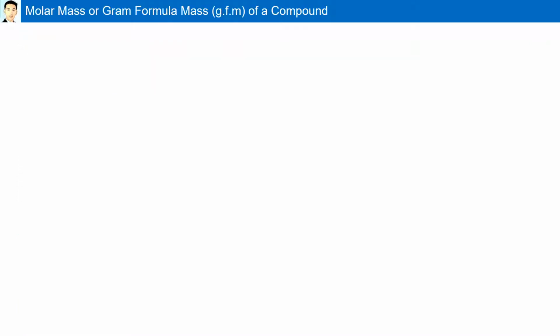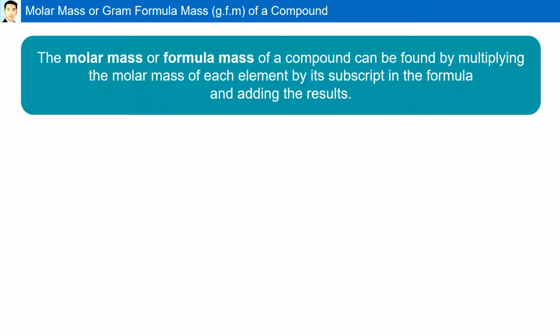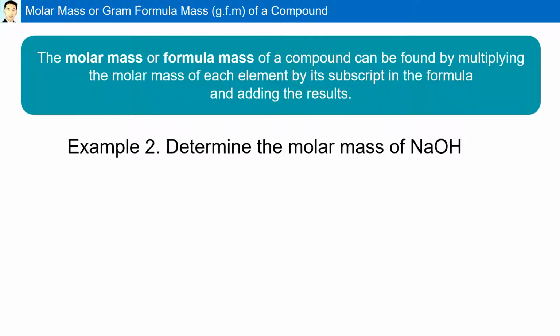Molar mass or gram formula mass for a compound. The molar mass or gram formula mass for a compound can be found by multiplying the molar mass of each element by its subscript in the formula and adding the results. For example, to determine the molar mass of NaOH, we will need to identify how many atoms of each element is present and multiply that by its molar mass.